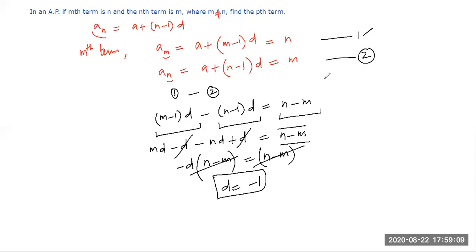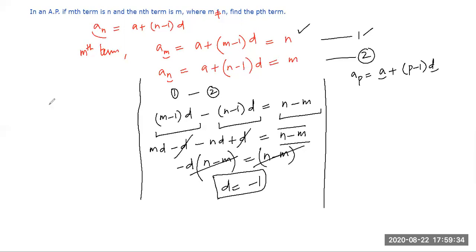When d is minus 1, I go further. I want to find the pth term. If I want to find the pth term, what do I need? I need first term a, then I need p minus 1 into d. Common difference I got, but I don't have the first term. I can find the first term from any one, maybe from this equation. Students can try the second one also.